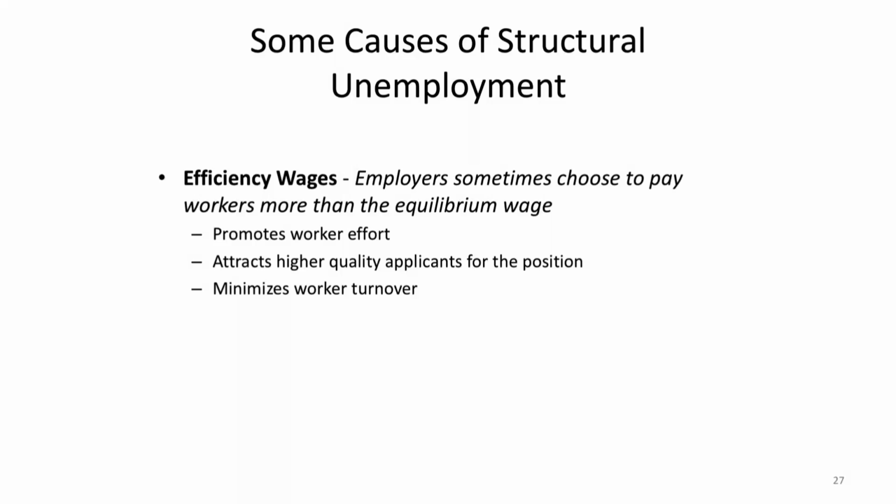Here, employers are choosing to pay more than the equilibrium wage. They do this to try to promote worker effort, to try to attract higher quality applicants for the position, and to minimize worker turnover. So when this happens, the employer is opting to pay more than the equilibrium wage. Therefore, the number of people that would want the job would be more than the number of jobs that are available at the efficiency wage. Again, causing a mismatch between workers and number of jobs, or causing unemployment.